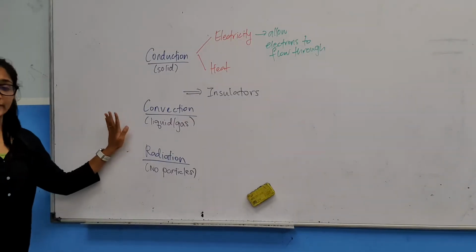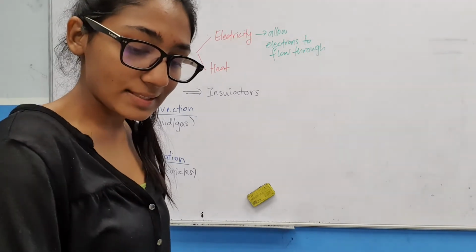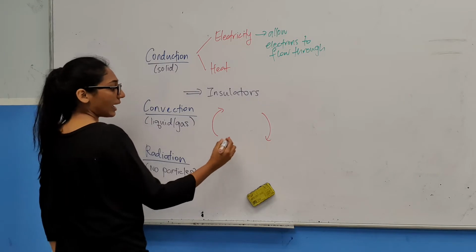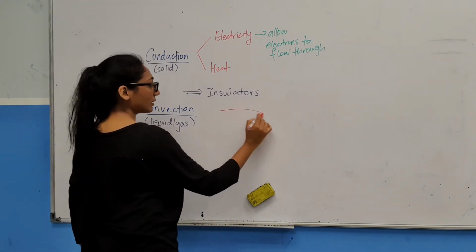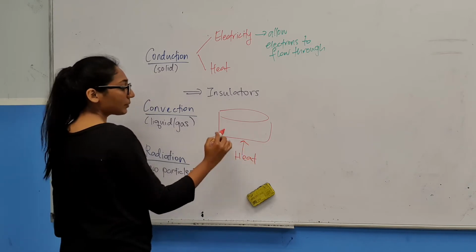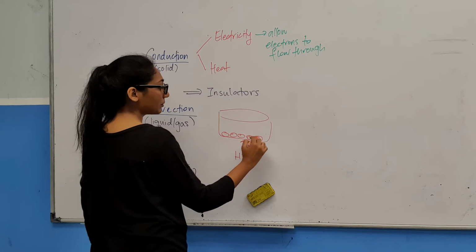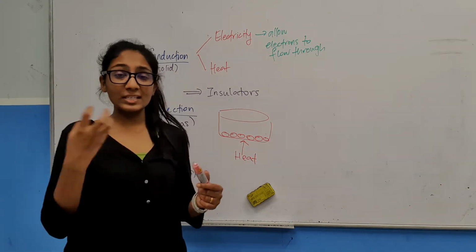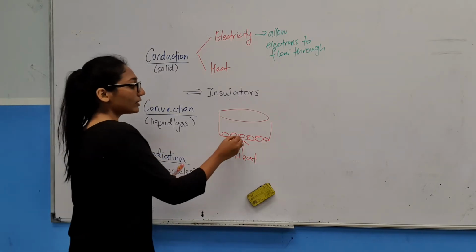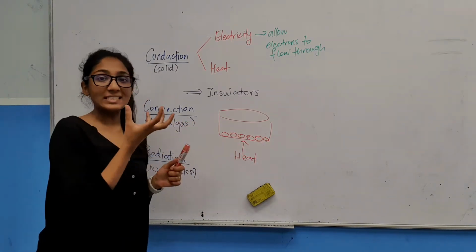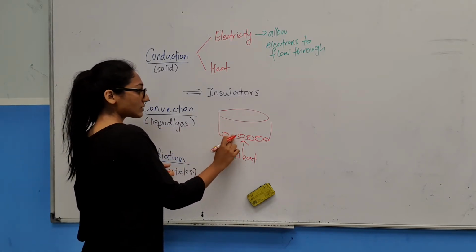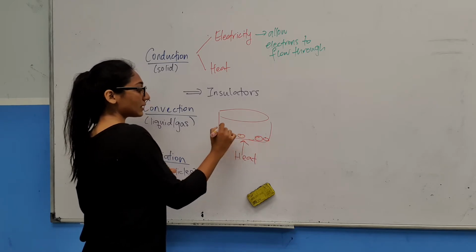And then we also saw convection. Convection is basically a cycle. I have a pot of water and I'm giving it heat. When I'm giving it heat, the particles at the bottom start vibrating. They gain kinetic energy, hit each other, and move further apart. When they move further apart, they are not as densely packed, so they become less dense.